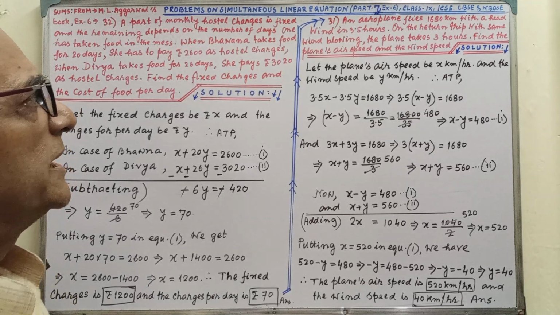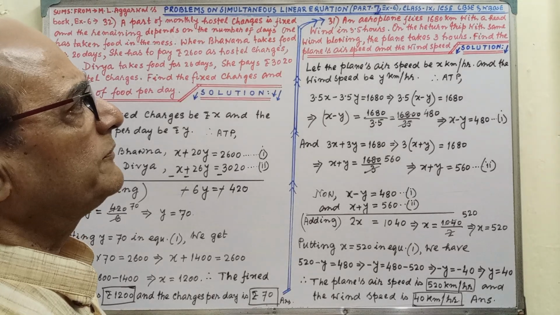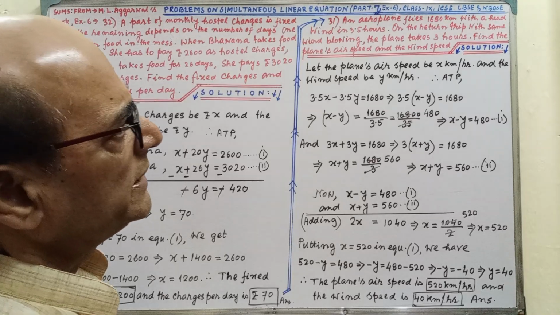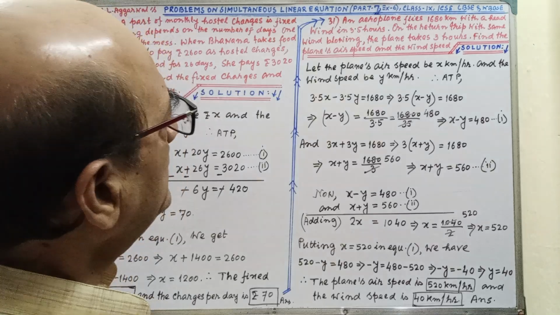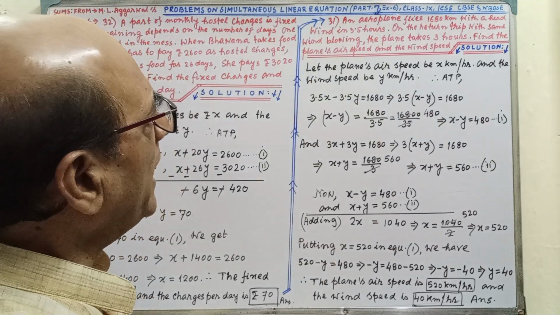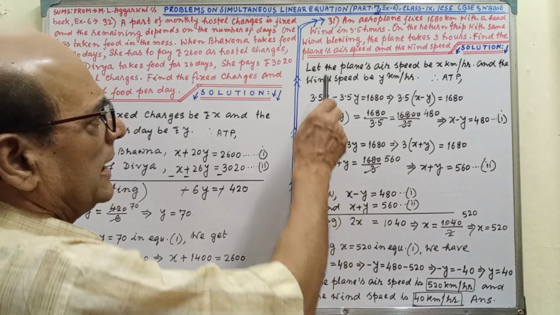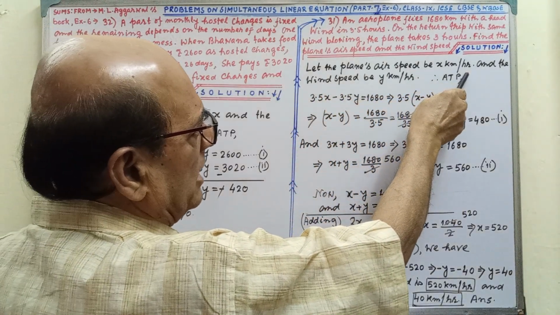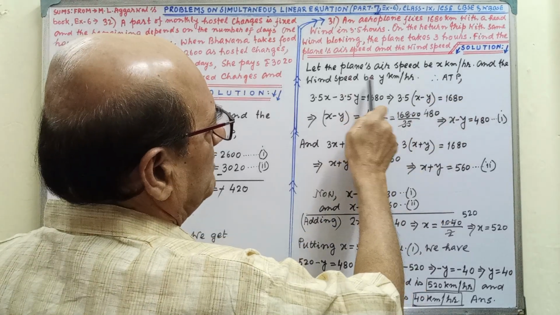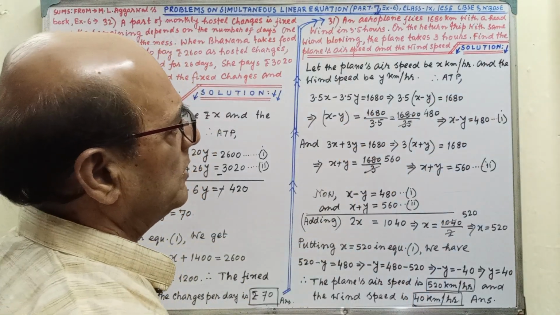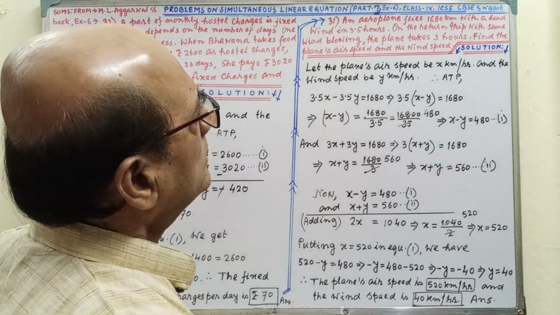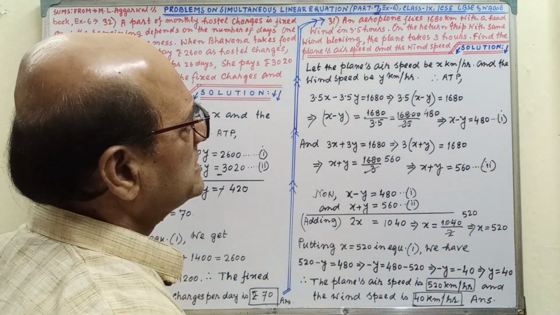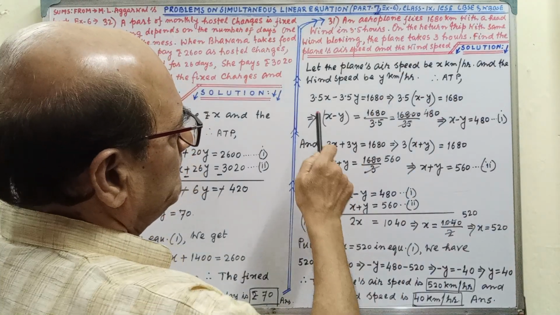Next sum, 31. An aeroplane flies 1680 km with a headwind in 3.5 hours. Let the plane's air speed be x km per hour and the wind speed be y km per hour. That is, the total flying distance is 1680 km.